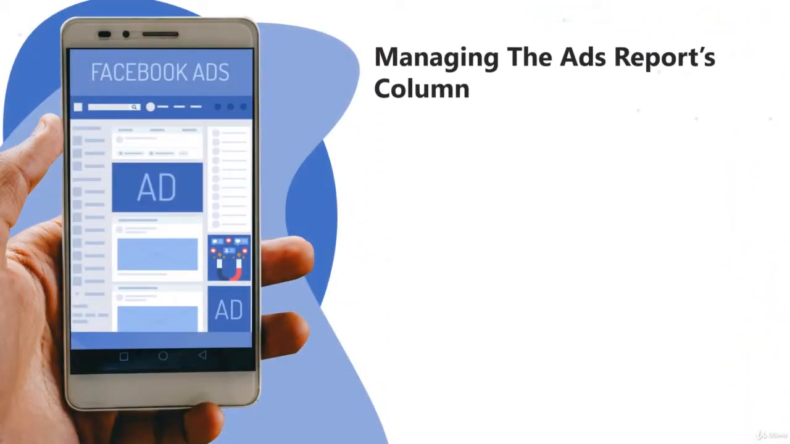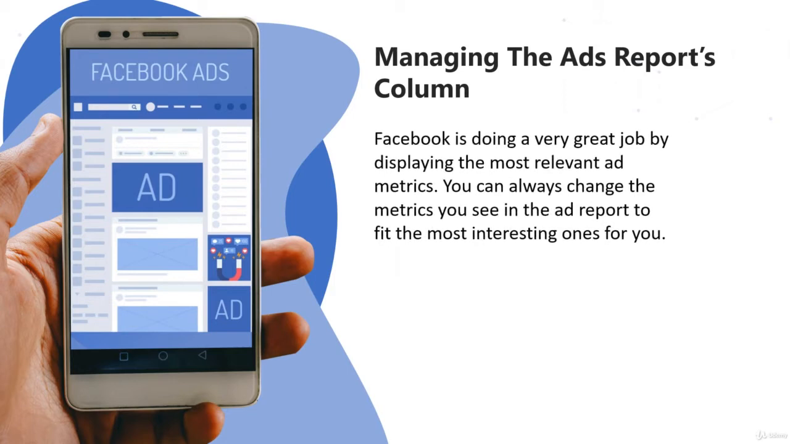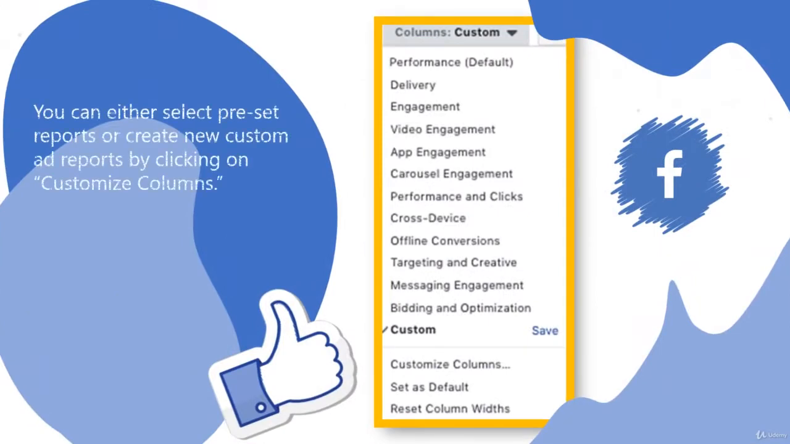Managing the Ads Reports columns. Facebook is doing a very great job by displaying the most relevant ad metrics. You can always change the metrics you see in the ad report to fit the most interesting ones for you. You can either select preset reports or create new custom ad reports by clicking on Customize Columns.